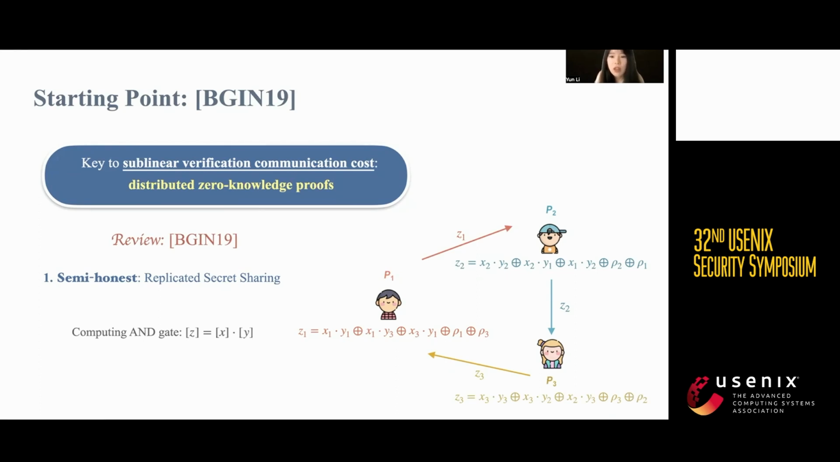In BJ19, the parties use replicated circuit sharing to compute the binary circuit. Now assume that they wish to compute an AND gate, z = x · y. Each party Pi holds replicated circuit sharing of inputs x and y, and also two randomness ρ_i and ρ_{i-1} for random masking. Using these shares, each party Pi can compute an additive share of z, denoted by z_i, and then passes around z_i to the next party. And now the parties hold a replicated circuit sharing of z.